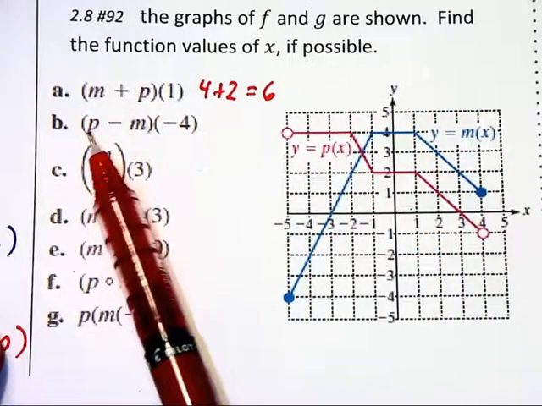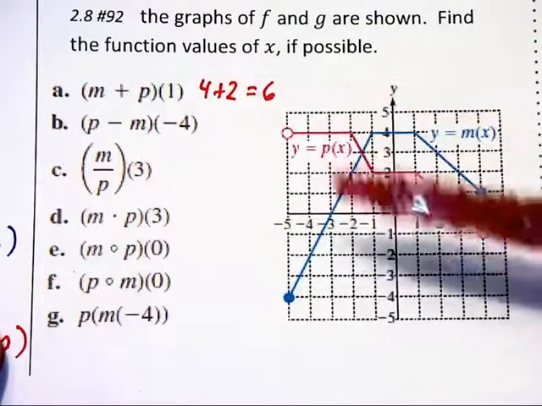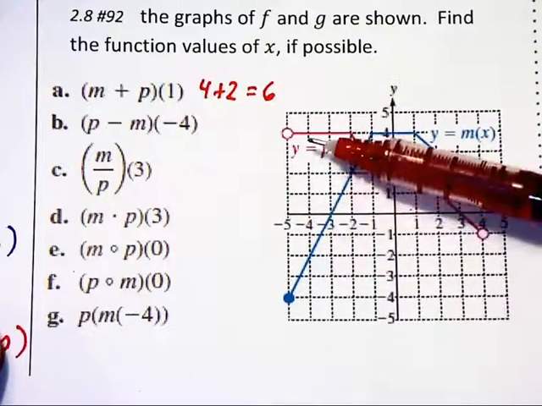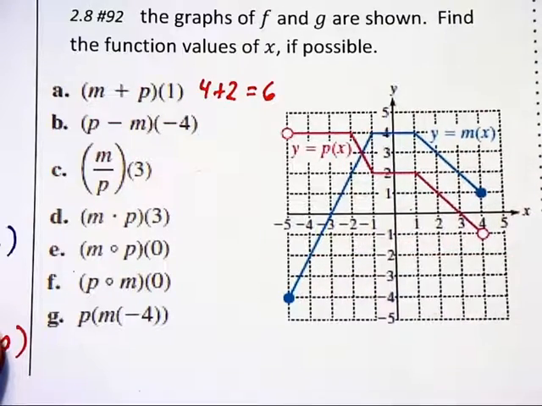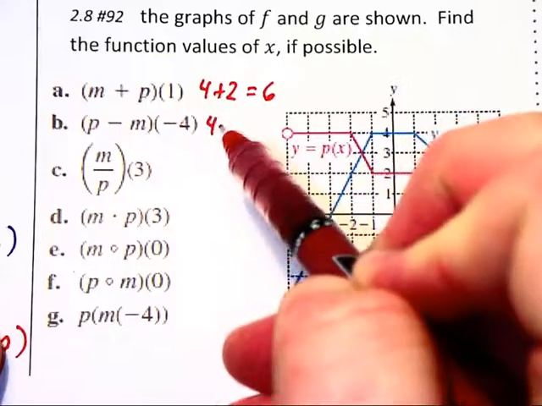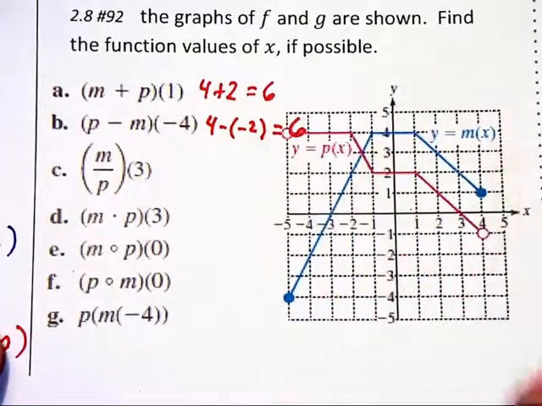In part B, p minus m of negative 4, that will be red minus blue. At negative 4, red is at a height of 4, blue is at a height of negative 2. So we will have 4 minus a negative 2, which is also going to be 6.